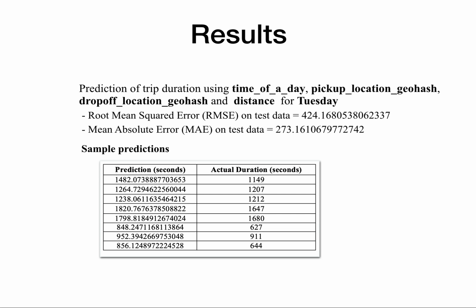So this slide is a result of the predictive analytics layer. I predict the trip duration, using time of day, pickup location geohash, drop-off location geohash, and distance for Tuesday. So I build a model for each individual day separately. The root mean square error on test data is 424 seconds. The mean absolute error on the test data is 273 seconds, which roughly is 4.5 minutes.